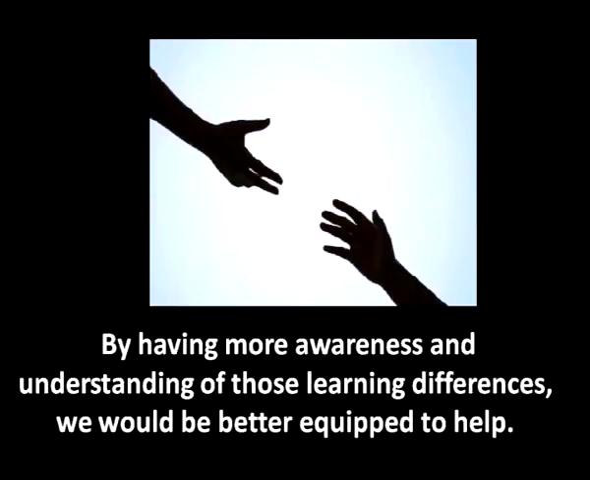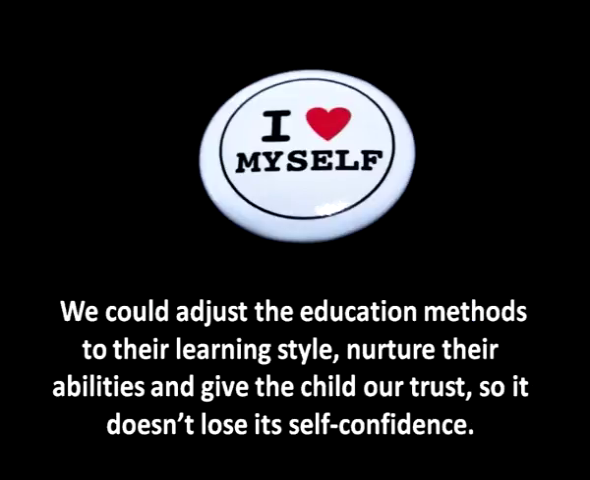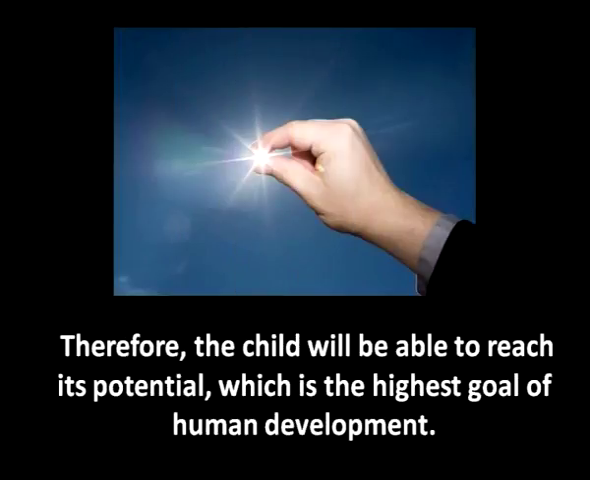The environment, parents, and teachers can contribute to the happiness of the child with a learning difference by having more awareness and understanding of those learning differences. We would be better equipped to help. We could adjust the education methods to their learning style, nurture their abilities, and give the child our trust so it doesn't lose its self-confidence. Therefore, the child will be able to reach its potential, which is the highest goal of human development.